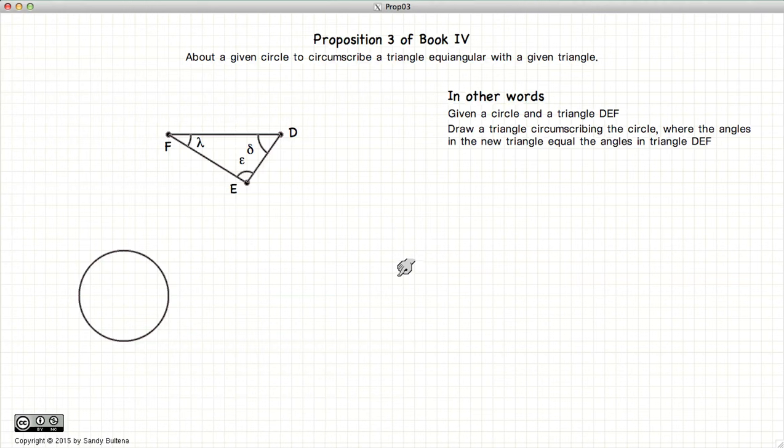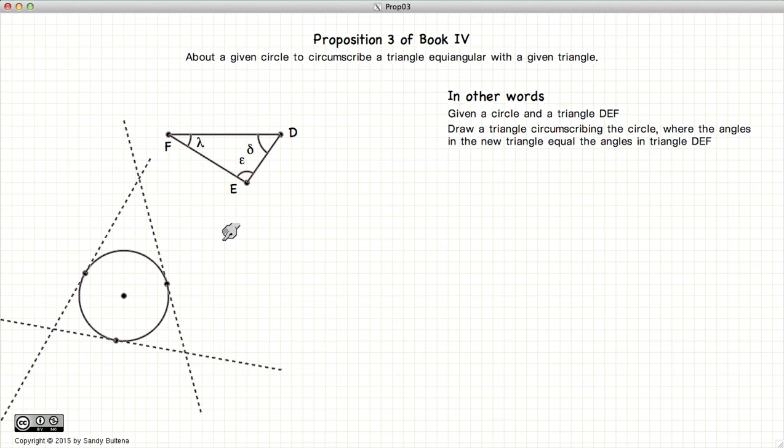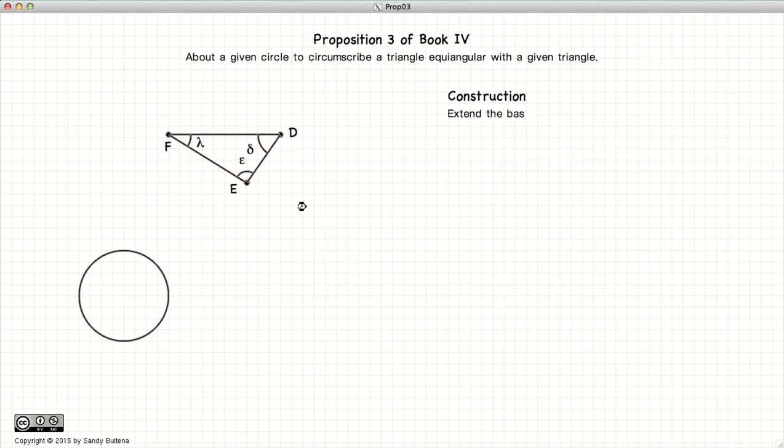In this proposition, we're going to take a triangle, DEF, and we're going to create a new triangle such that each side of the triangle touches the circle, and the resulting triangle will be equiangular to the original triangle. So in other words, if we do it right, this external triangle will be equiangular to DEF. So how do we go about doing it?